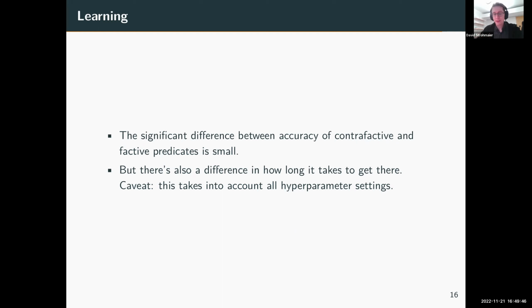So it's really there. The caveat with all hyperparameter settings: I looked at all hyperparameter settings for the search part and considered all the MAEs there, and then for the test set, I just used the best parameter settings.